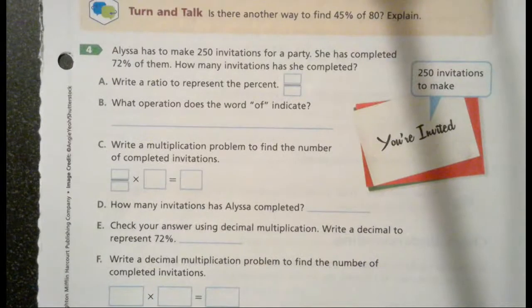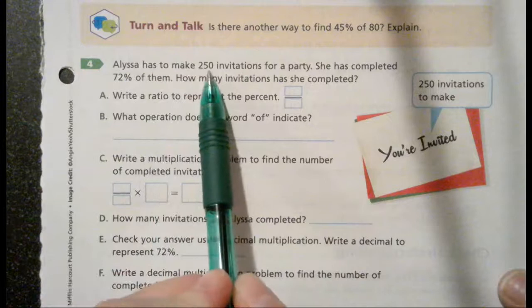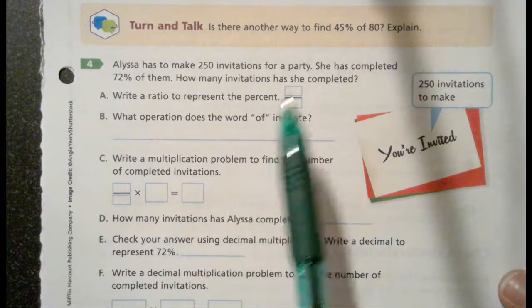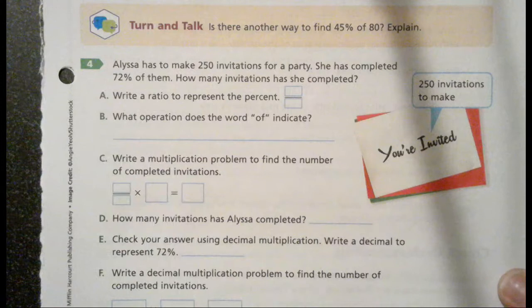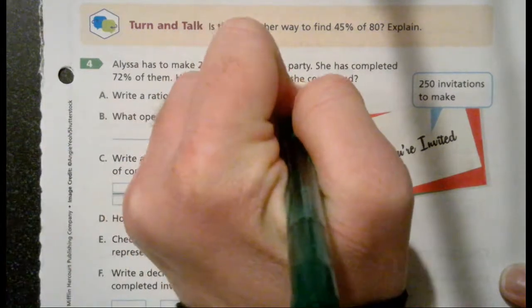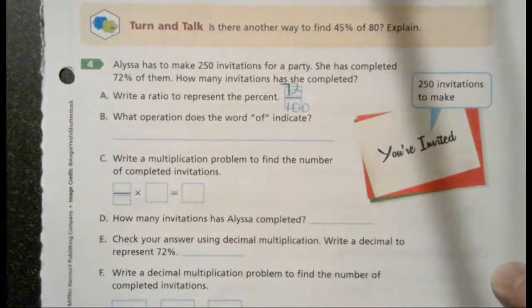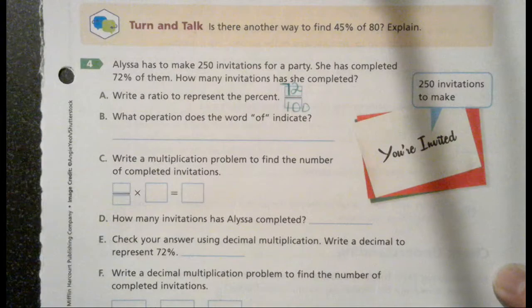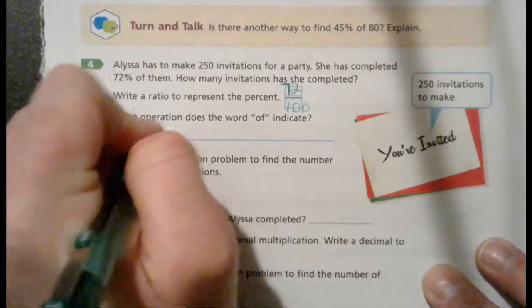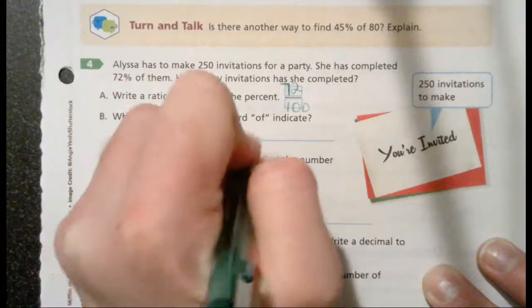Alright, for number 4. Alyssa has to make 250 invitations for a party. Good grief. She has completed 72% of them. How many invitations has she completed? Okay, well, we know she's done 72 over 100. That's 72%, or 72 hundredths. What operation does the word of indicate? This is going to be very important. The word of always will mean to multiply. Make sure you get that written in your notes.